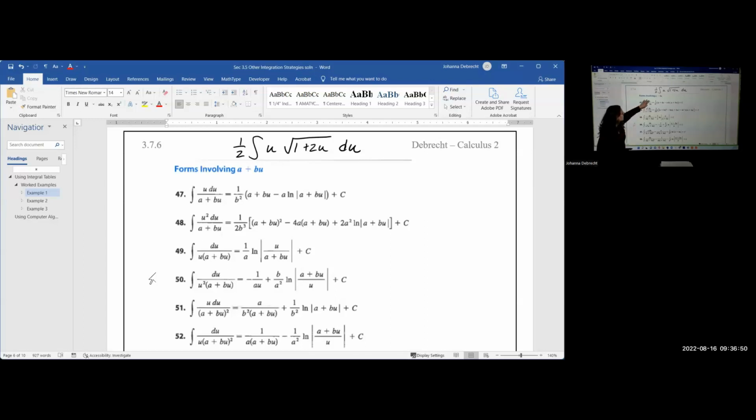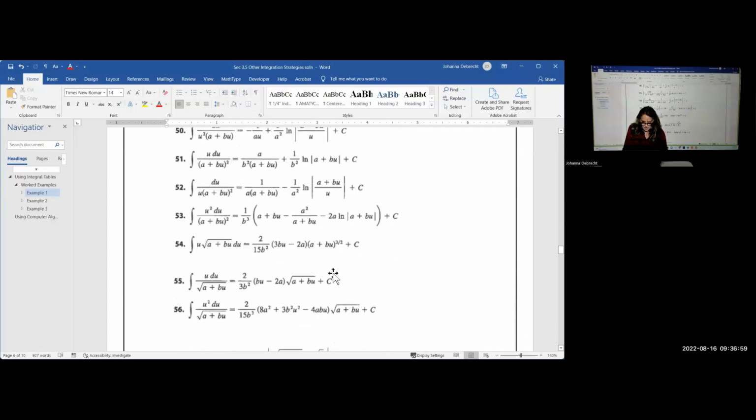When we start looking down here, I'm not seeing any, not seeing any. However, this is a super long section, so let's keep looking. Aha, 54. I do have a radical. The first thing I'm honing in on is this radical of a plus bu. That's the first thing I need to find. So 54 is a possibility here. That looks like it might be one.